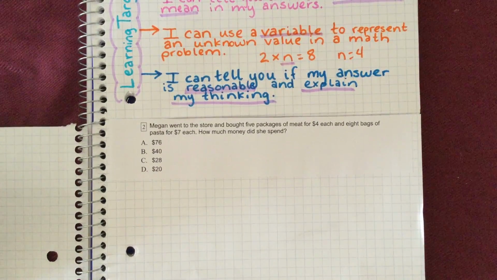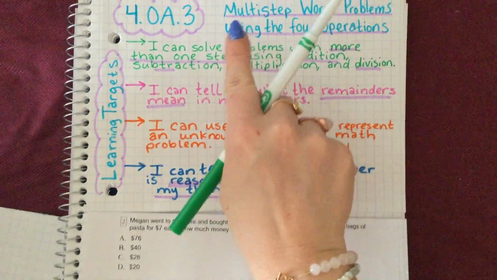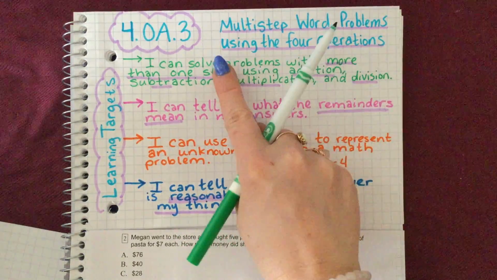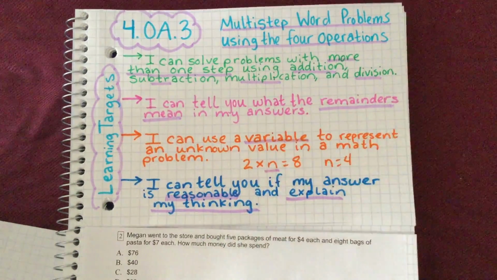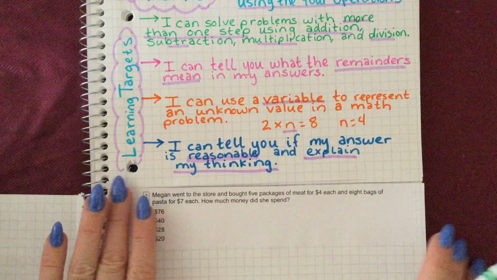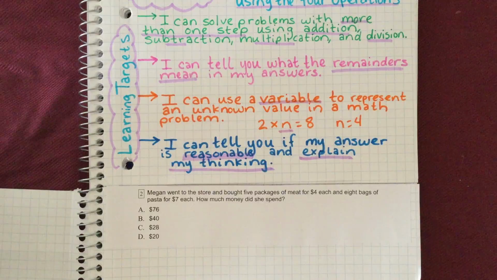We are going to go ahead and start with number 2. Remember, we are solving multi-step word problems using the 4 operations. We've got lots of learning targets involved with this one particular standard, so we got to do a lot to keep up. So this problem is one of those that has more than one step, so I want you to read closely and follow along.